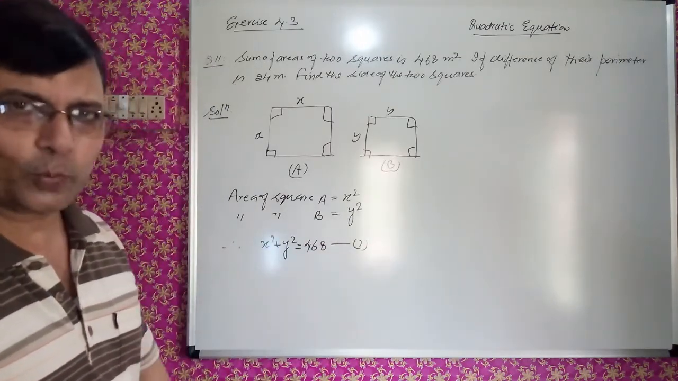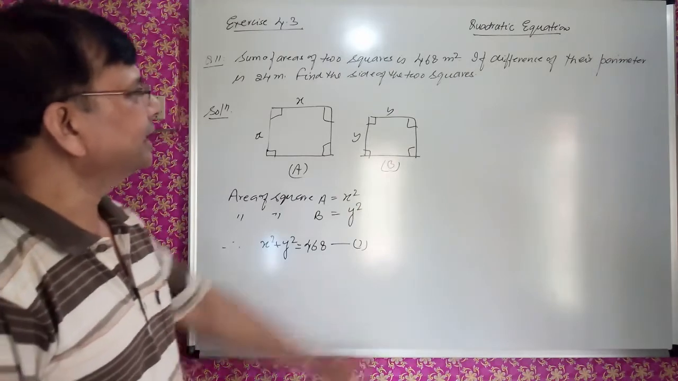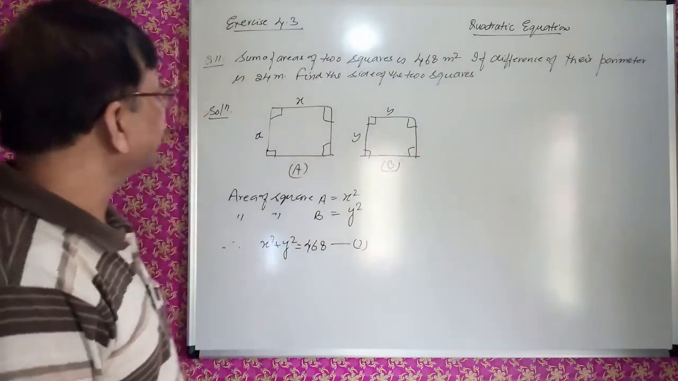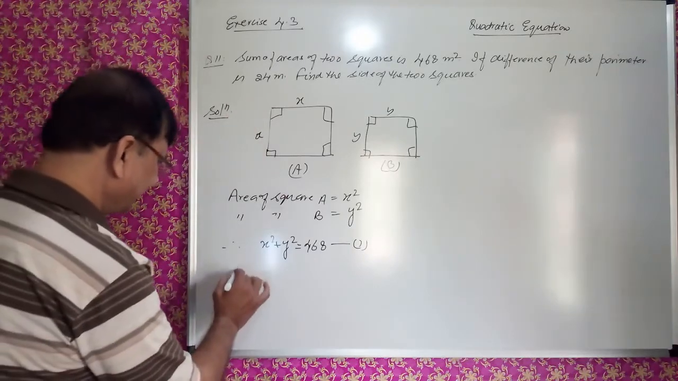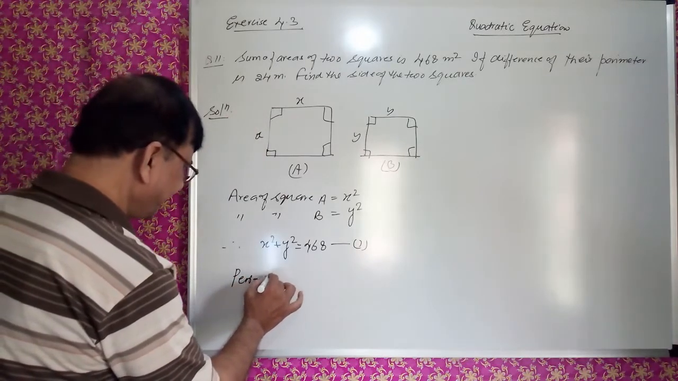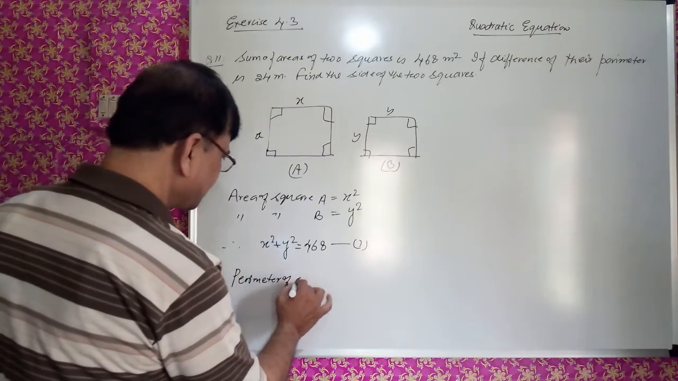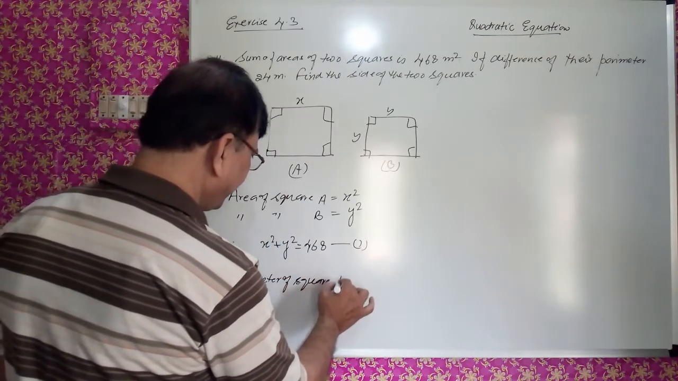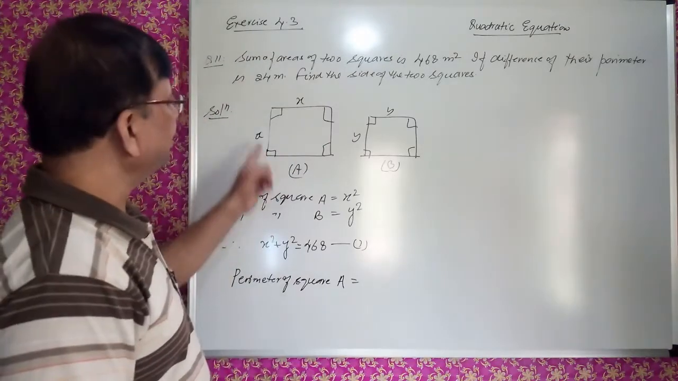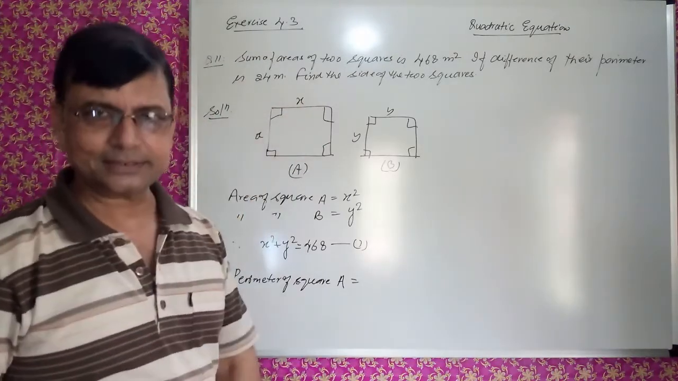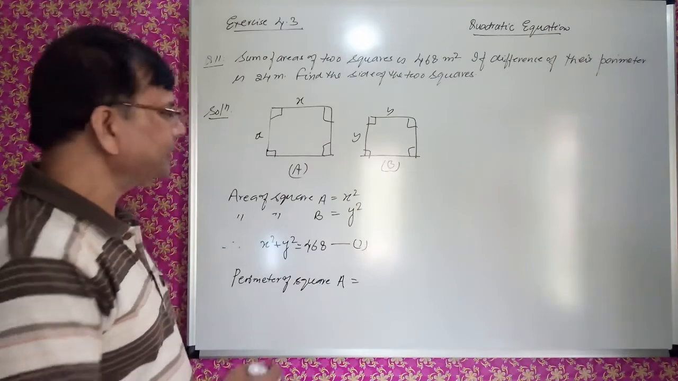Clear? First part is over. Second part: the difference of their perimeters is 24. So the perimeter of square A is equal to how much? What is perimeter? The sum of the lengths of the sides is called the perimeter.